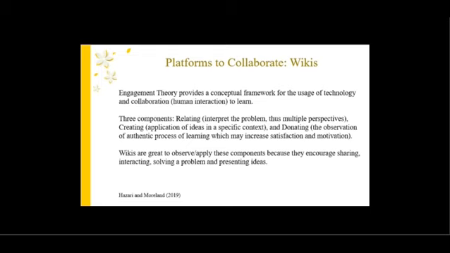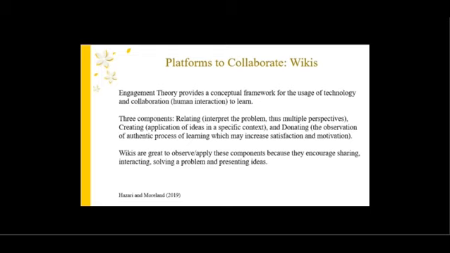When we talk about collaborative learning, one of the applications which comes to our minds may be wikis, because they are widely used in collaborative tasks. The usage of wikis in collaborative tasks is also related to engagement theory. It's a kind of framework for the usage of technology and collaboration in learning. There are three components in this theory. One of them is relating.